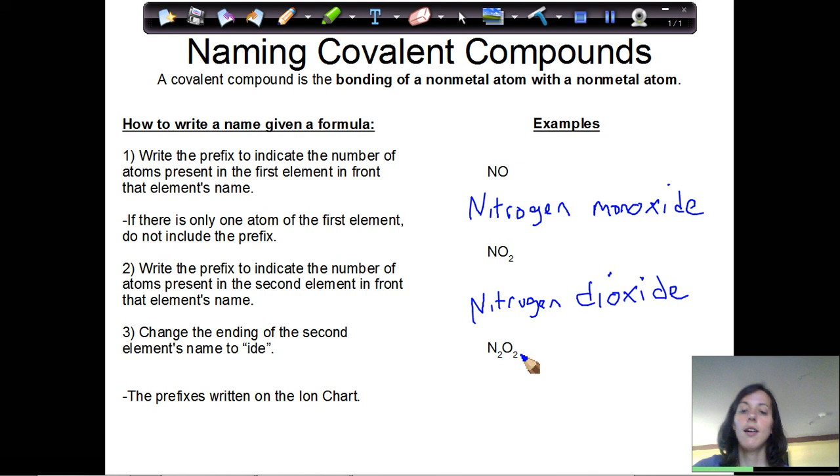And for our last example, it's N2O2. So now there is more than one atom of this first atom present. So we need to call this dinitrogen. And it's still two of the second, so we'll call it dioxide.